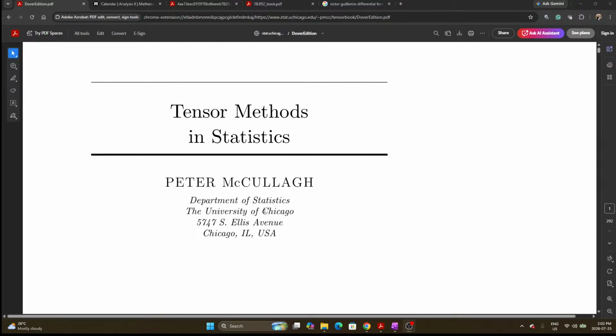So, Peter McCullagh also has this book called Tensor Methods in Statistics. You can search it up. It also has a Dover edition, so it's very affordable. And it's a very well-known book in the field of statistics. I think it has over 1,000 citations or something. And tensors are, relatively speaking, in my opinion, less utilized tools in statistics. Of course, we all know tensors are massively important in physics and engineering, in particular mechanical engineering. But tensors are really a powerful tool in statistics as well.